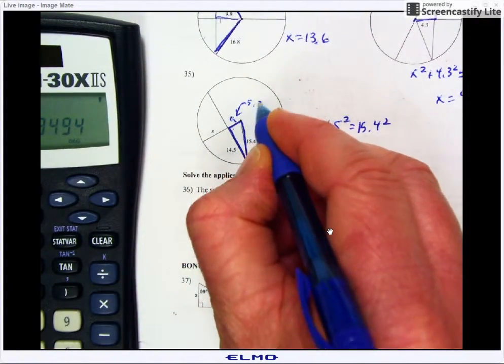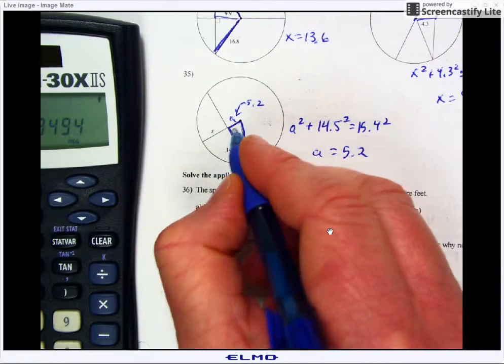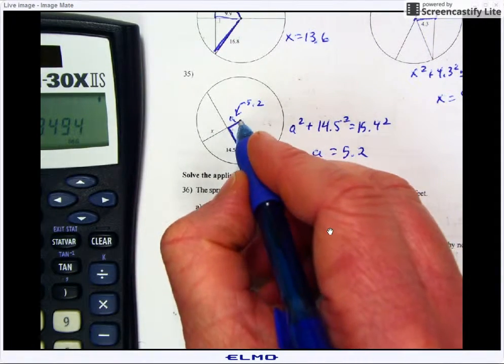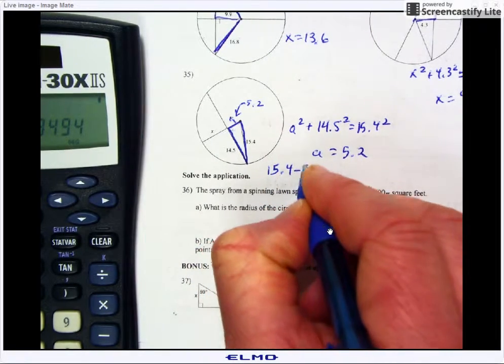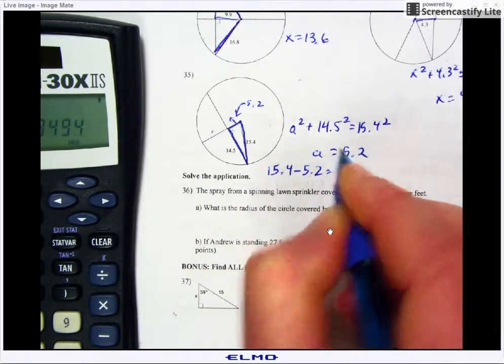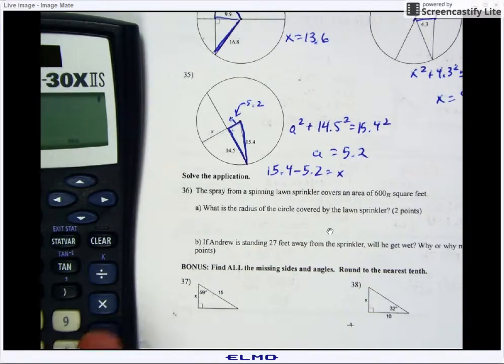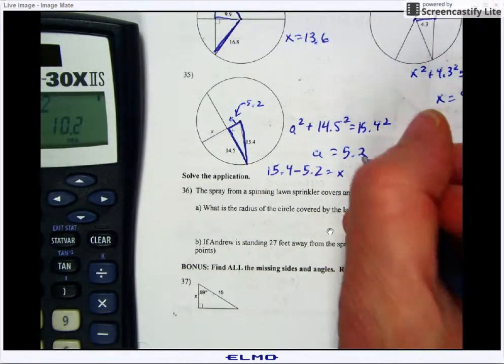A equals 5.2. Well, if the whole distance is 15.4 and A is 5.2, you can take 15.4 minus 5.2, and that gives us X. And X is 10.2.